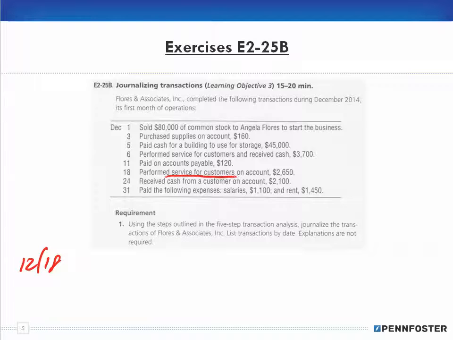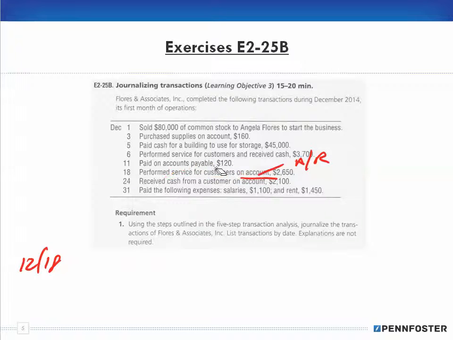Okay, perform service for customers on account for $26.50. So you recognize on account, right? And it's perform services, right? So you're thinking about accounts receivable because you're performing service for a customer. Customers are receivables. Vendors are payables. But you don't work with the accounts receivable first. You ask, am I affecting cash?